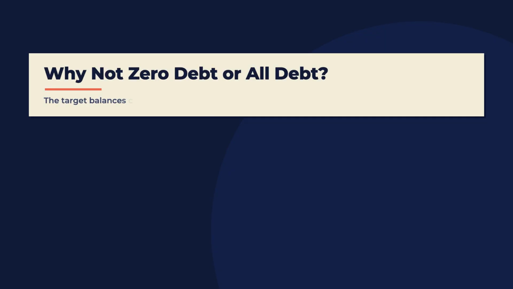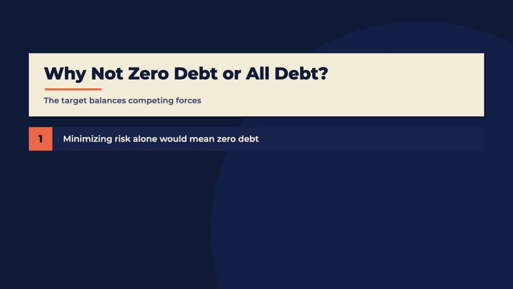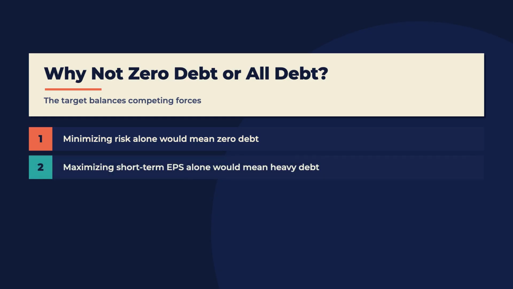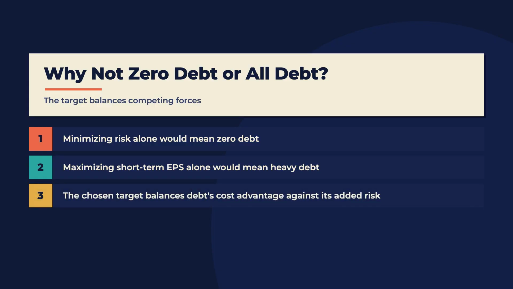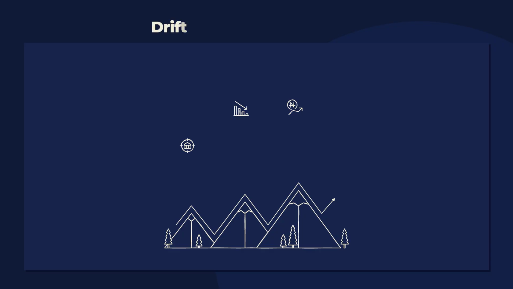A common mistake is assuming the target minimizes one thing. If risk alone mattered, the target would be zero debt. If short-term earnings alone mattered, it would be loaded with debt. Instead, the target balances debt's cost advantage against its added risk, aiming for long-run value.